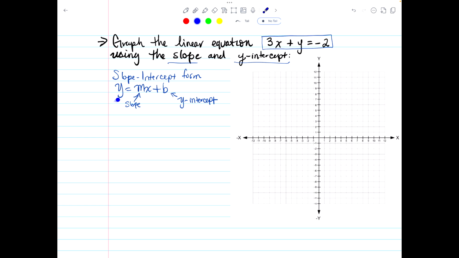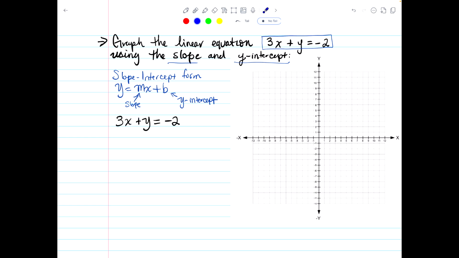In order for us to go from standard form to slope-intercept form, we need to solve for y. We need y by itself. So we start with 3x plus y equals -2. When I say that we need to solve for y, we need y by itself, and so we need to pay attention to what's going on on the left side of the equal sign.